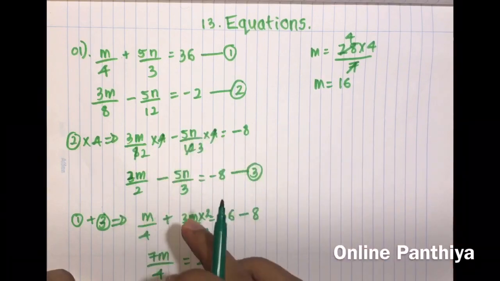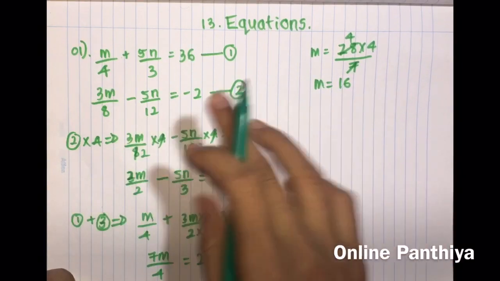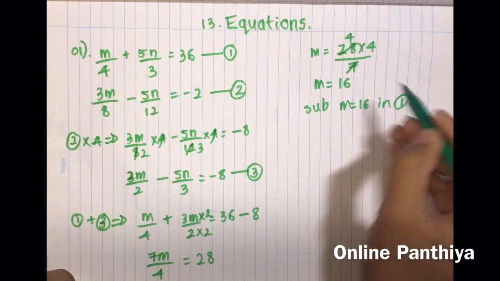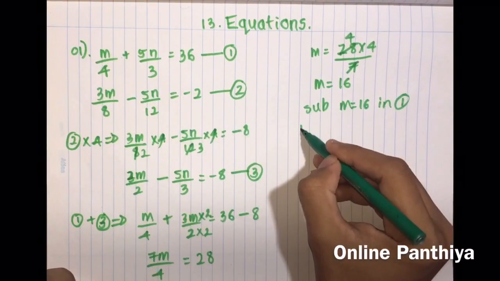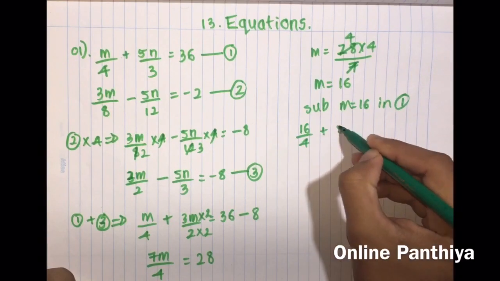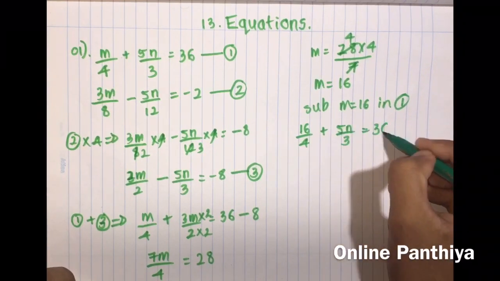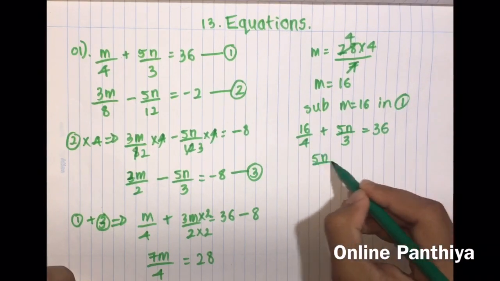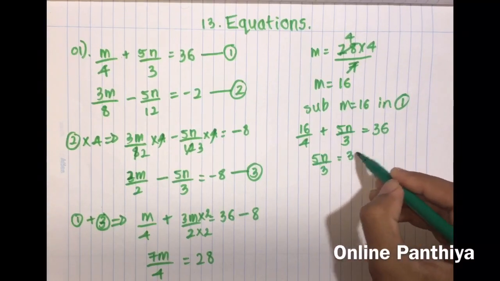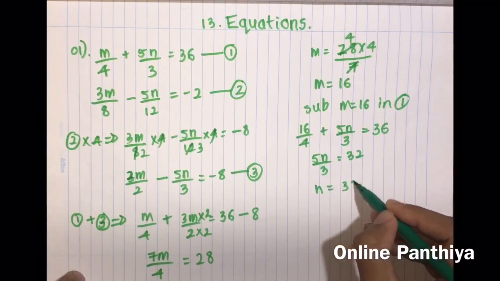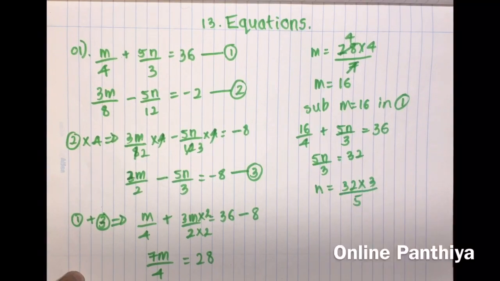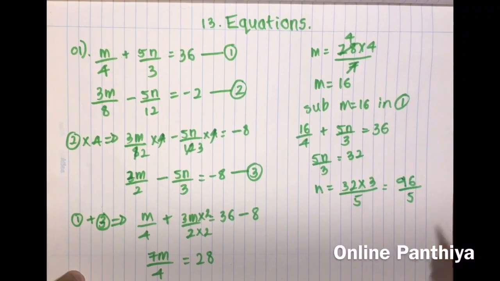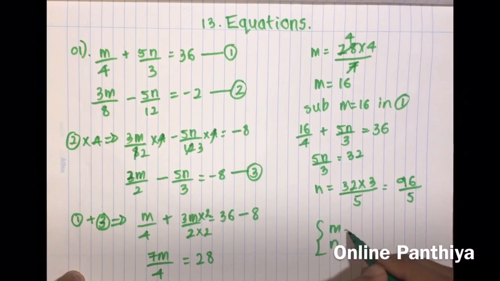Okay, now how do you find the value of n? You can take any equation you want and substitute the value of m in it. Let us substitute m equals 16 in equation 1. So here you get 16 divided by 4, I'll write the whole thing. You have 36 here, and once you divide this, you will be getting 4. I'll take it to the other side. So 36 minus 4 will give you 32. In order to find n, you multiply 32 by 3 and divide by 5. That is going to give you 96 divided by 5. So you write both the values of m and n here finally.